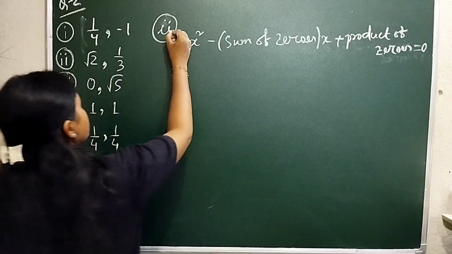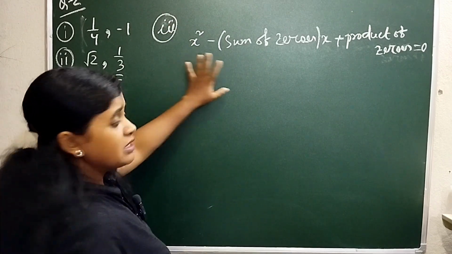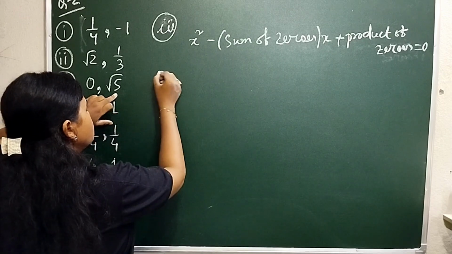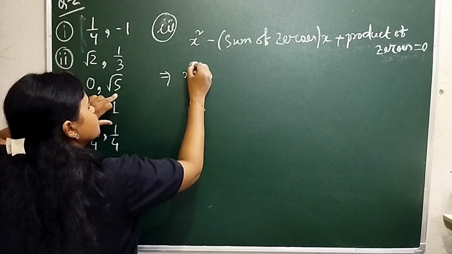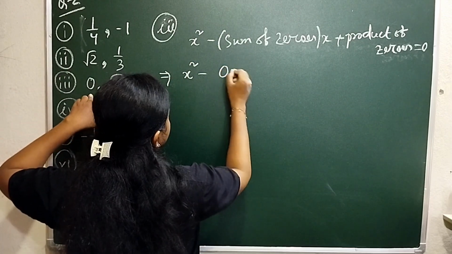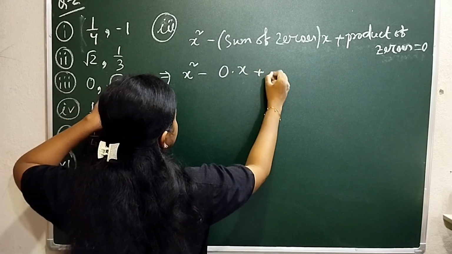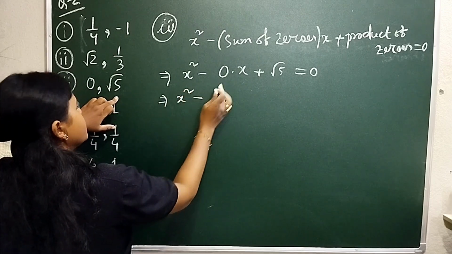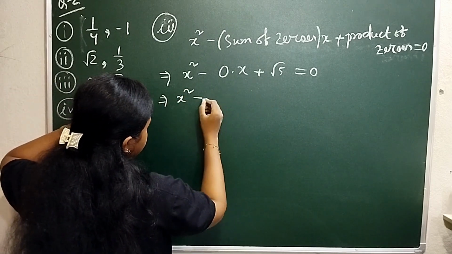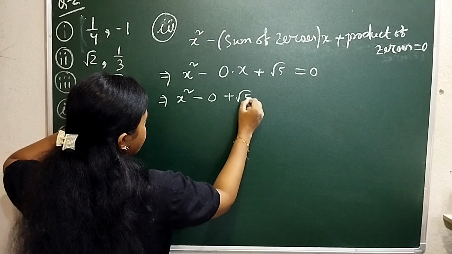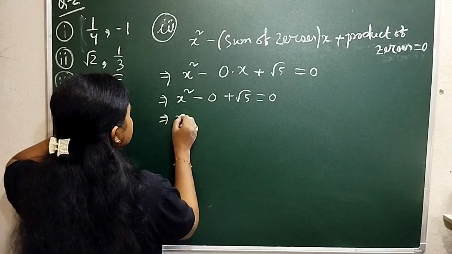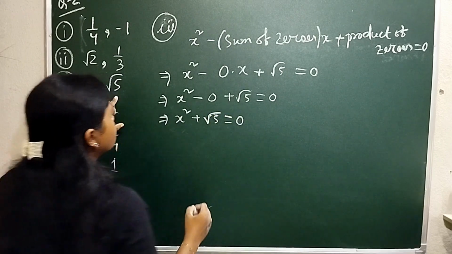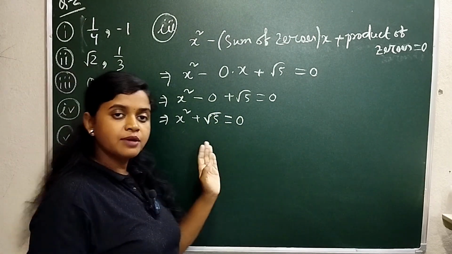For question number 3, the formula is same. This is sum of the zeros and this is product of the zeros. Let us put it: x square minus sum of the zeros, which is 0, so 0 into x plus product of the zeros, that is root 5, equals to 0. So x square minus 0 into x is 0, and plus root 5 equal to 0. That is x square plus root 5 is equal to 0. Okay, so this is the quadratic polynomial here.